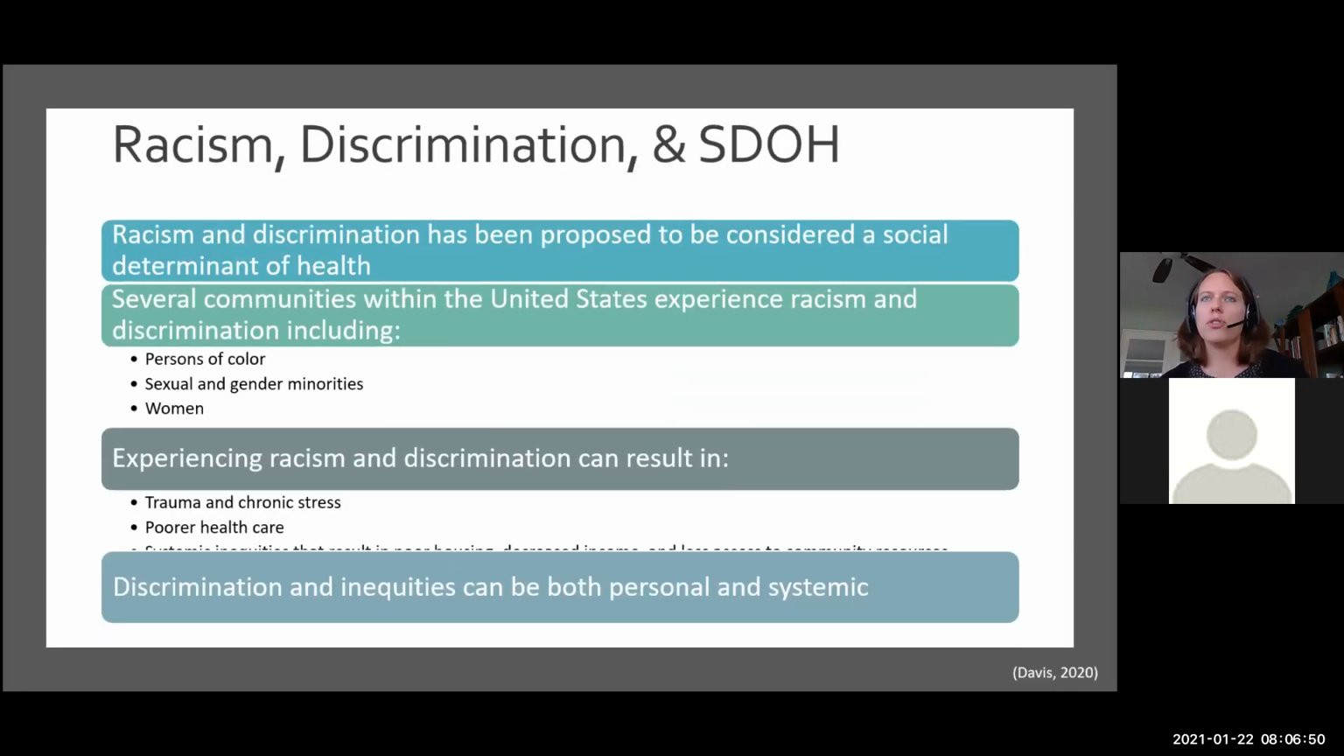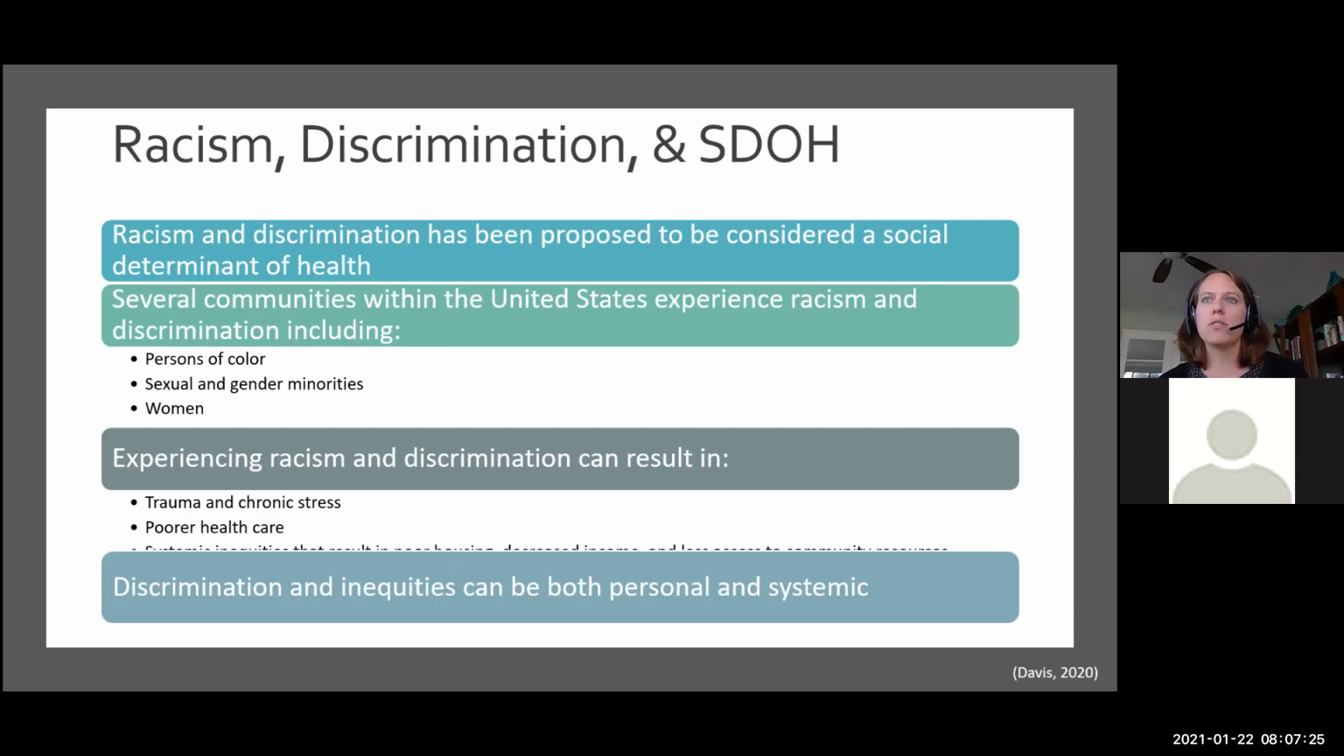I'd also like to talk just briefly today about racism and discrimination and social determinants of health, as racism comes more into the forefront of our communities and our world and we see its impact long term on individuals. Wanted to touch on that today, although we could certainly spend a whole session thinking about these things. But really, racism and discrimination has been proposed to be considered a social determinant of health. It sort of cross-cuts through all those key areas that were identified by the CDC.